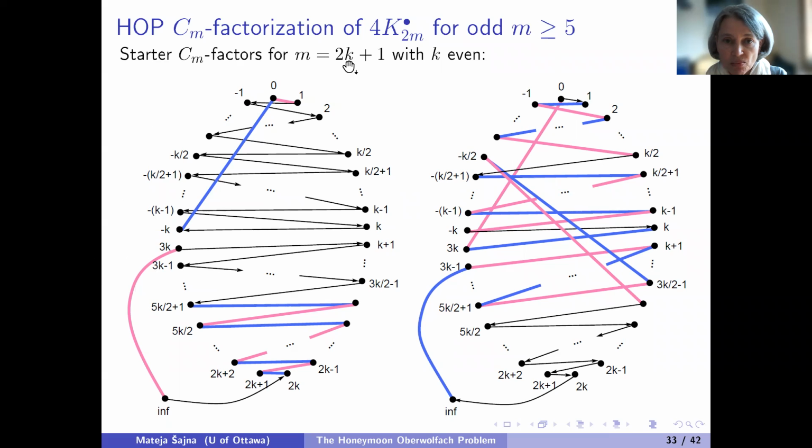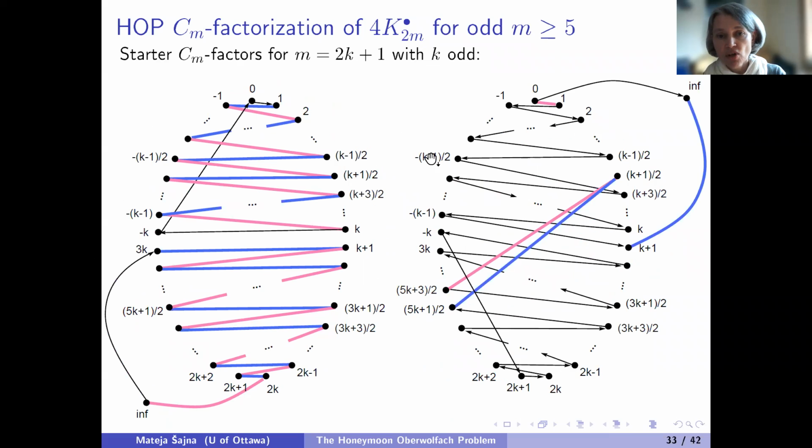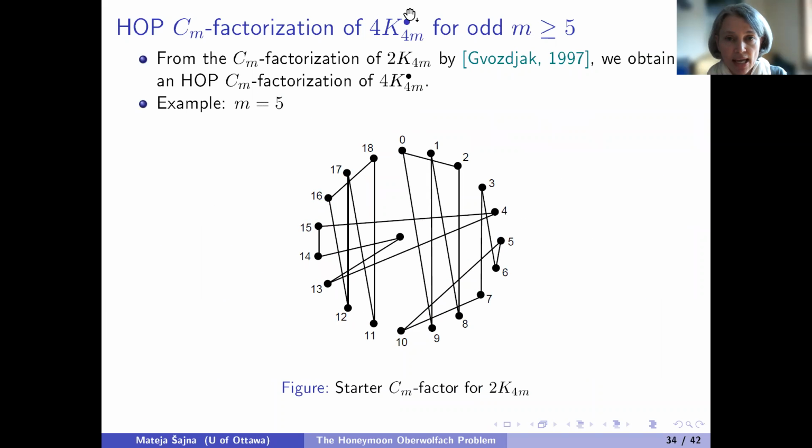This is for the case when K is even. When K is odd, we have a similar construction, but it does have to be done in a slightly different way. But the idea is the same. So that covers the base case. Now, what about this exceptional case?